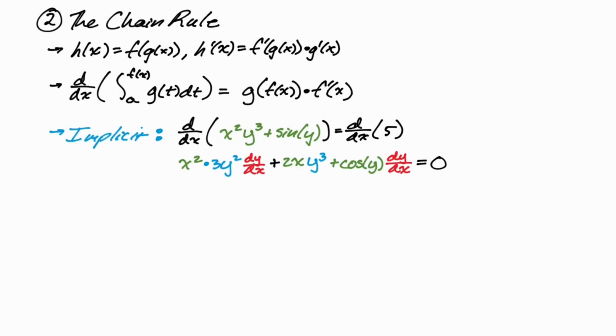So these are all the instances of the chain rule. So when you're doing implicit, don't forget the chain rule. I think people forget the chain rule all over the place. So watch out for those. I put them in red to try to remind you.